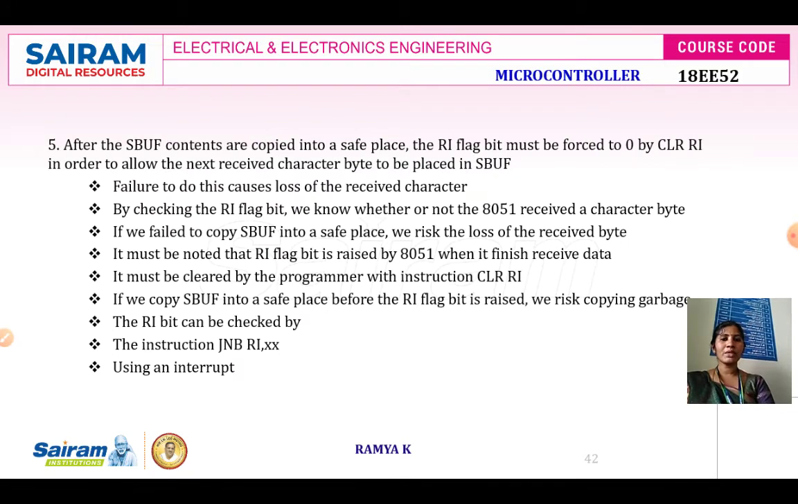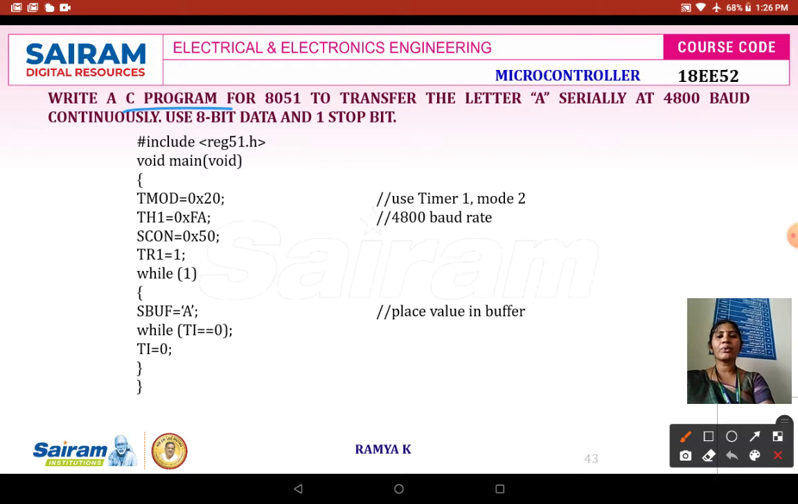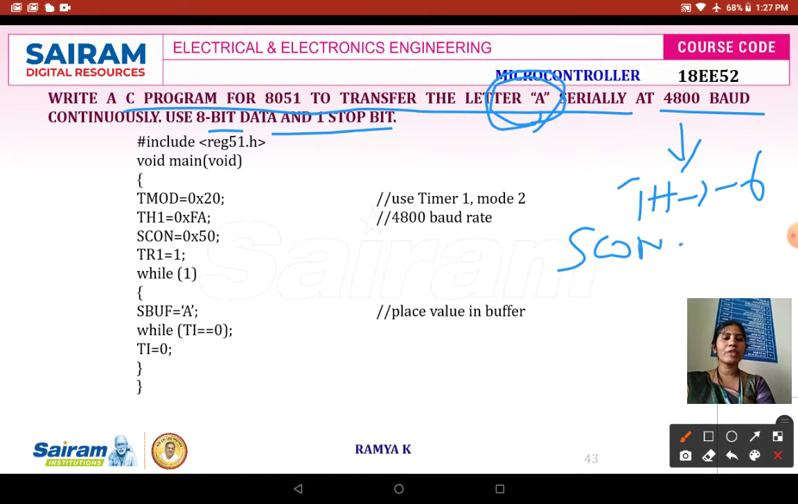These are all the common steps that I have already discussed with you. Write a C program for 8051 to transmit one letter serially at 4800 baud rate. So 4800 baud rate means I need to load TH with the data called -6, and I have to transmit the letter A. Here it is 8-bit and 1 stop bit, so SCON should be loaded with 50. All these calculations we have already discussed.